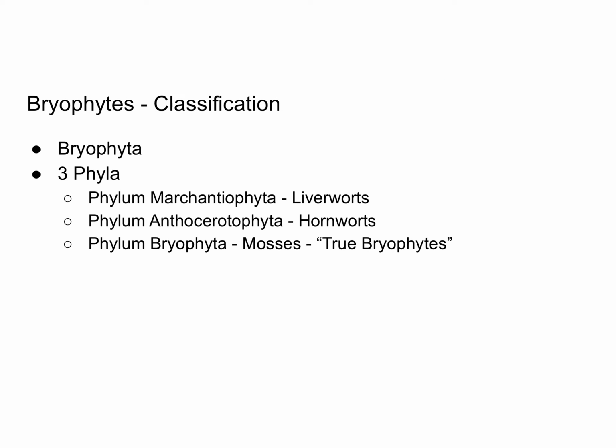There are three phyla that are in this Bryophyta classification. And remember that we're talking about the non-vascular, seedless plants. So there's phylum Marchantiophyta, which are also known as the liverworts, phylum Anthocerotophyta, which are the hornworts, and then there is also a phylum just known as phylum Bryophyta, which are known as the mosses, and these are actually also referred to as the true bryophytes. So it's nice and confusing that there's a phylum Bryophyta, but then altogether these three phyla are collectively known as the bryophytes.